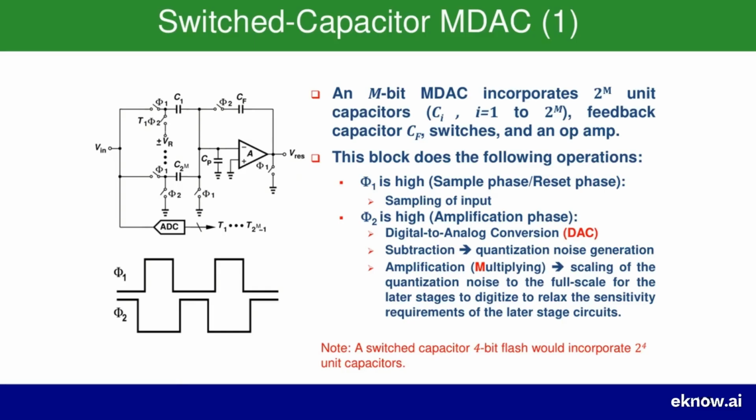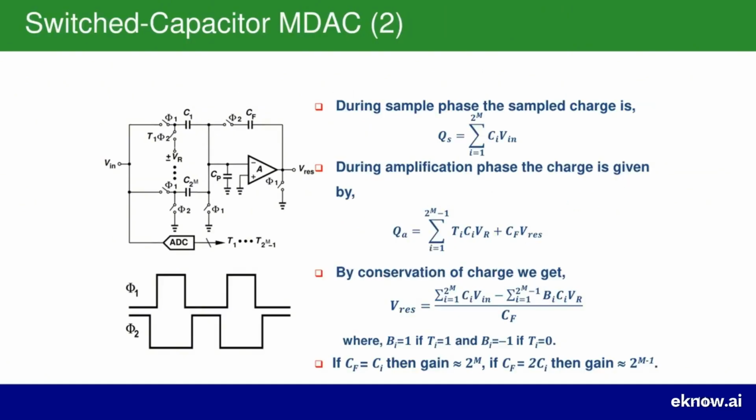So, to summarize, the MDAC takes the input voltage and the digital decision from the sub-ADC. In 2 clock phases, it performs a DAC, a subtraction, and an amplification to generate an amplified error signal or residue, which it then passes down the line for the next stage to process. Following up on the 2 phases of the switch-capacitor MDAC, let's now dive into the mathematics to understand exactly how it calculates the residue voltage.